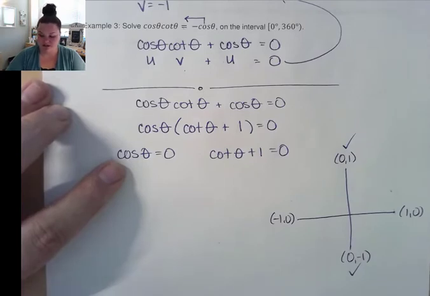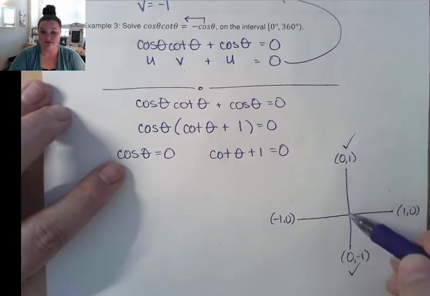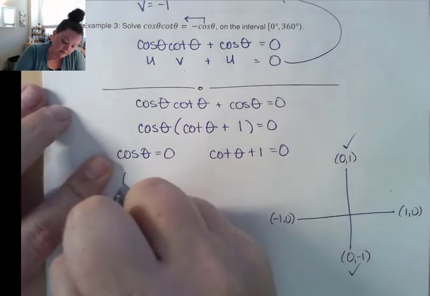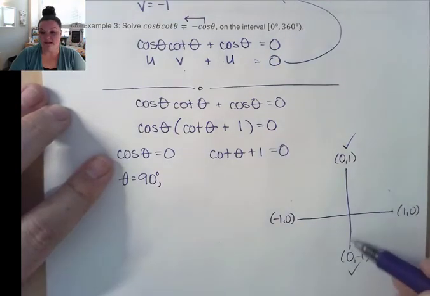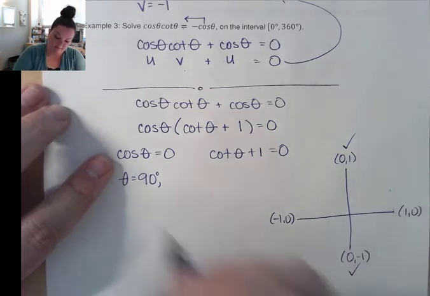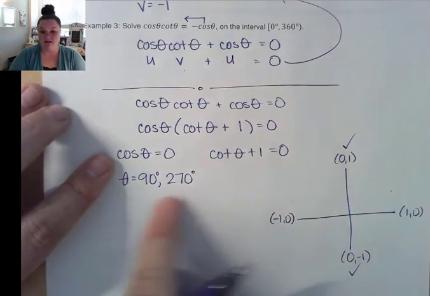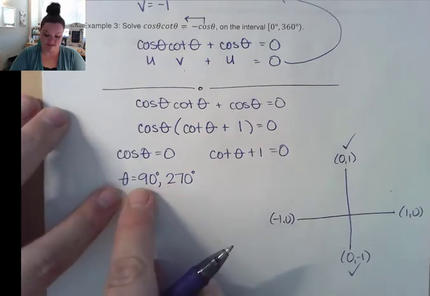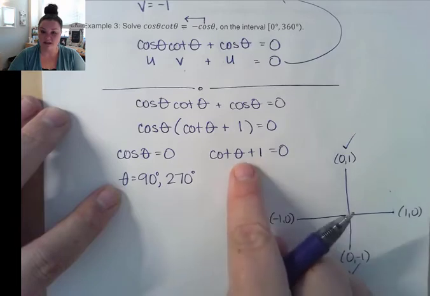So I just want to double check and make sure I know what those angles are, since this is a nice quadrantal angle. This is our 90 degrees. So that happens at 90 degrees, and it also happens down here. So this is 90, 180, 270. So 270 degrees. Okay, so I'm done solving that one. I know what angles satisfy this piece. Now I need to see what angles satisfy this piece.